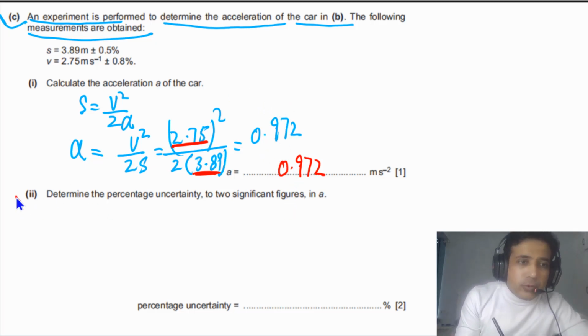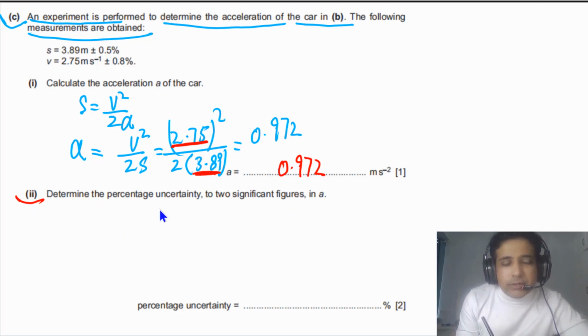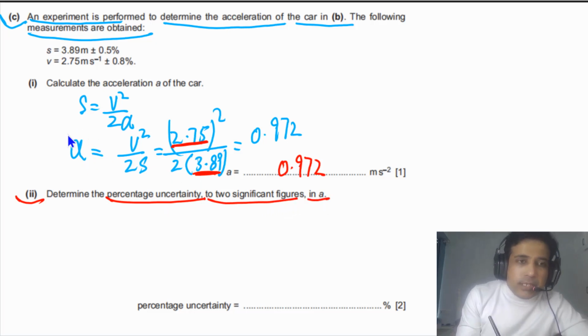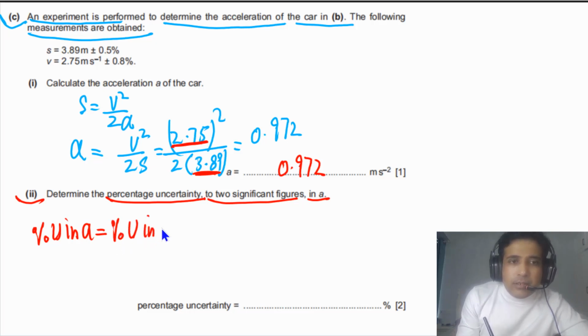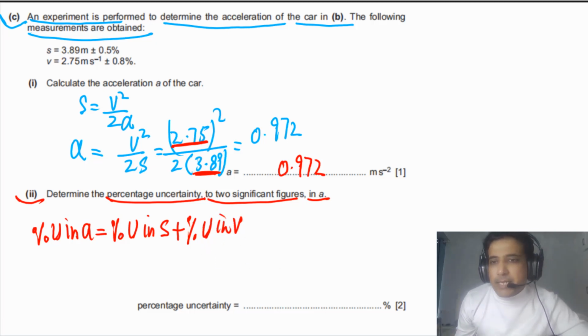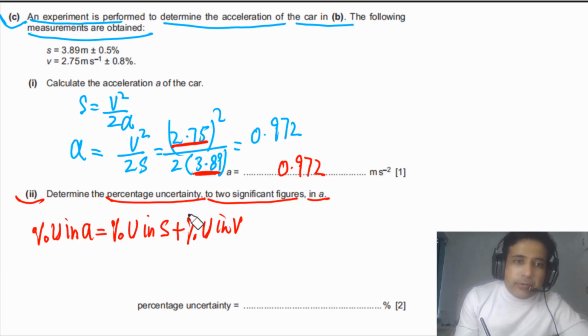Now if we go to the second part, the question is asking us to calculate the percentage uncertainty to 2 significant figures in A. Percentage uncertainty in A. So the percentage uncertainty in A will be equal to percentage uncertainty in S plus percentage uncertainty in V. But in this V, V has a power. The power of V is 2. So we have to multiply this one by 2.